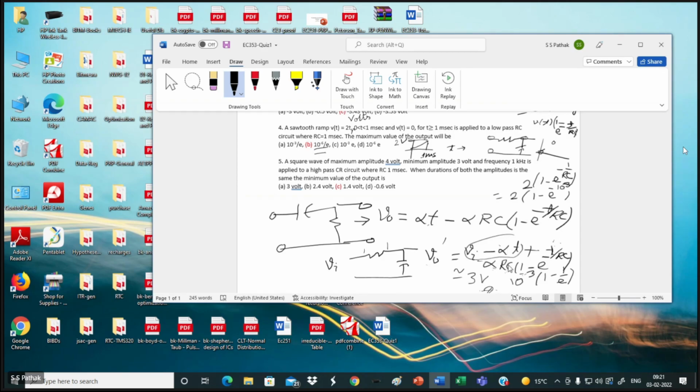It is 10 to the power minus 3. Alpha is 2 into 10 to the power minus 3. 1 minus 1 by e. Angles through which we are getting the power. So we can design it, 10 to the power minus 6 is coming.